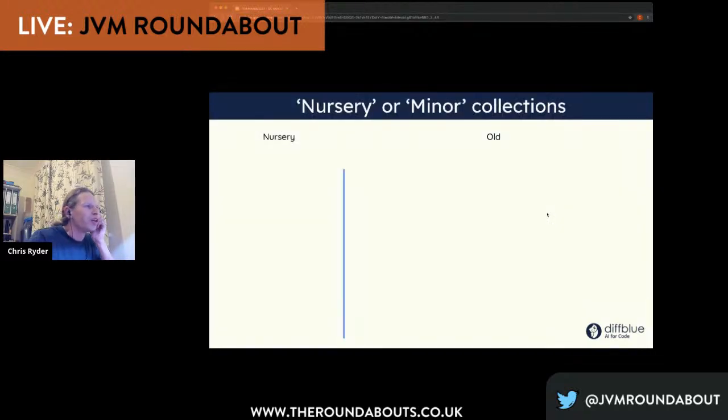So the basic idea of a generational collector is that, a bit like memory space, you divide your memory into two regions.